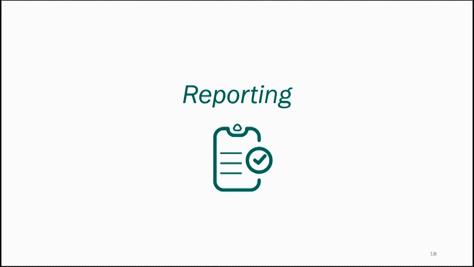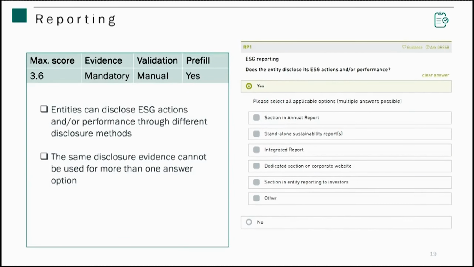The third aspect of the management component is reporting. The intent of this aspect is to assess the entity's approach to ESG reporting and disclosure. Let's have a look at the indicator on ESG reporting. This indicator asks, Does the entity disclose its ESG actions and/or performance?